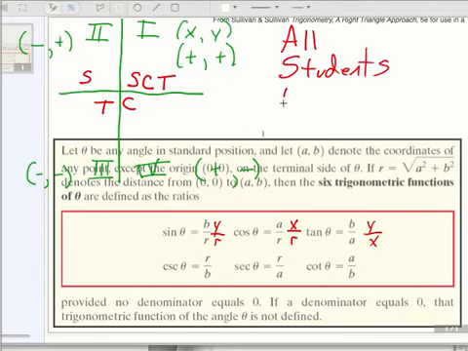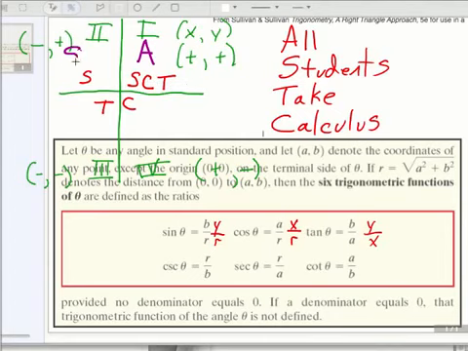One mnemonic used to help us remember which functions are positive in each quadrant is that all students take calculus. In the first quadrant, all functions are positive. In the second quadrant, sine is positive, and also cosecant, because cosecant is the reciprocal of sine. In the third quadrant, tangent is positive, and again, if tangent's positive, then cotangent has to be positive. And finally, in the fourth quadrant, cosine is positive, and its reciprocal function, secant, is positive as well.